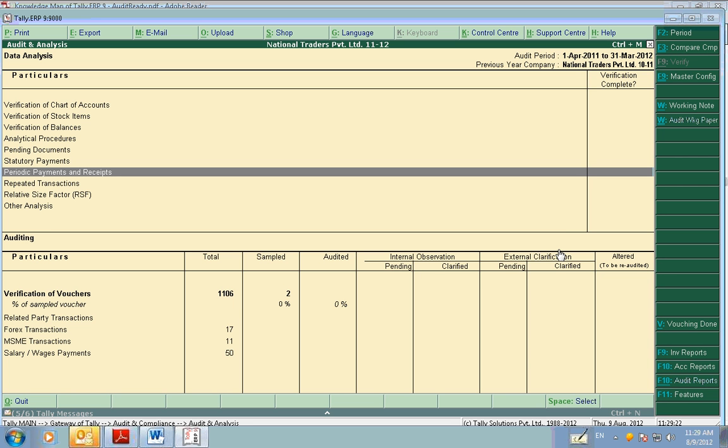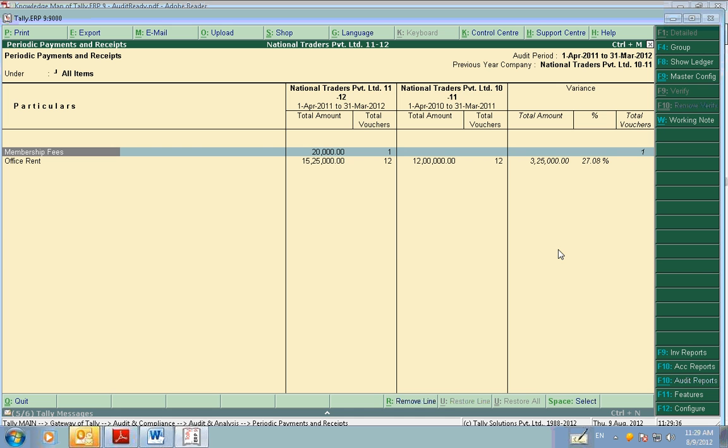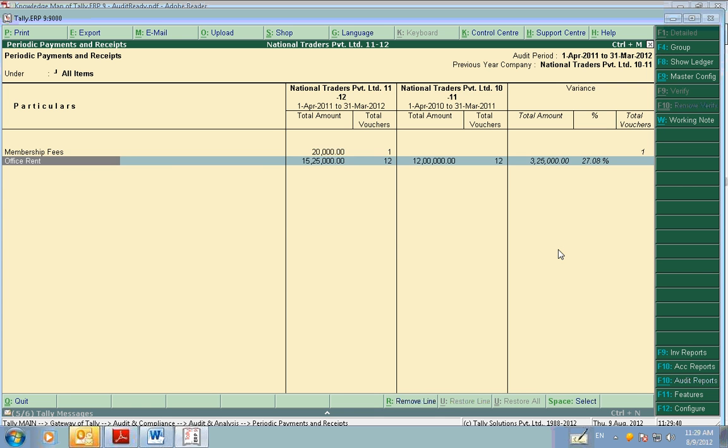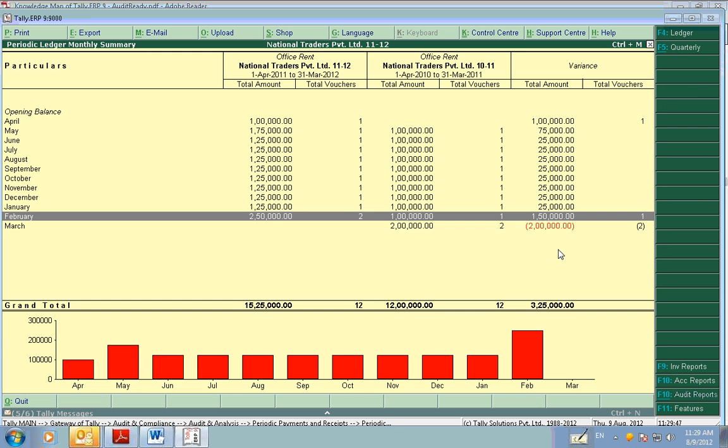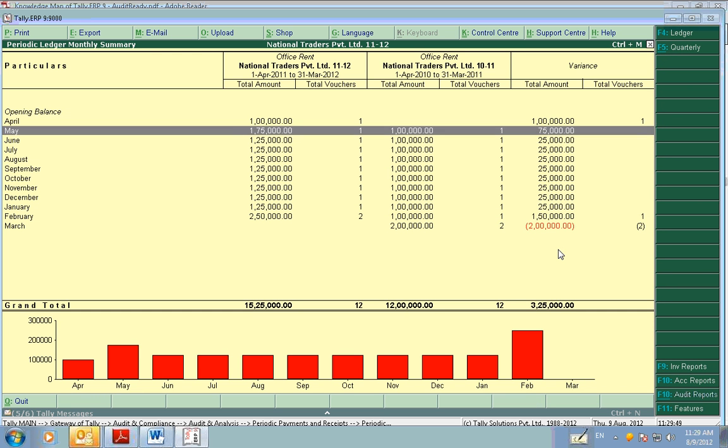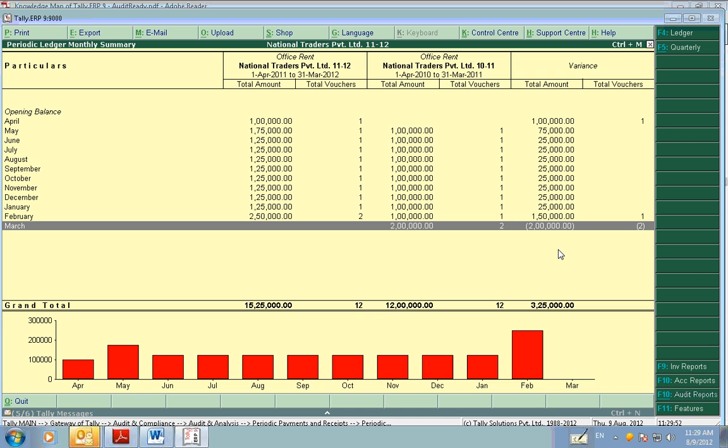Right? So this is all about your statutory payments. Now coming to the periodic payments and receipts. As I was saying, under that master configuration, all the transactions or the masters which are marked as periodic occur every month. So it has an even amount, or if you have made any provisions, you can still have a check on this, which is reflected in red color.